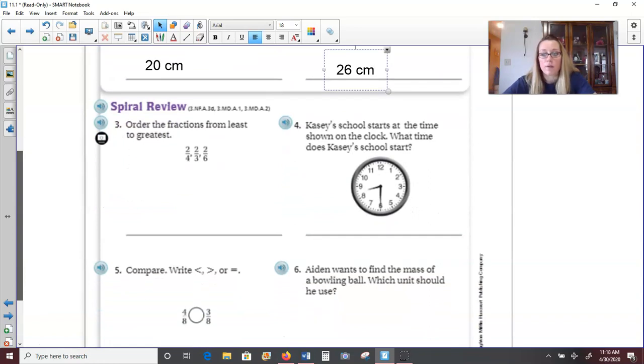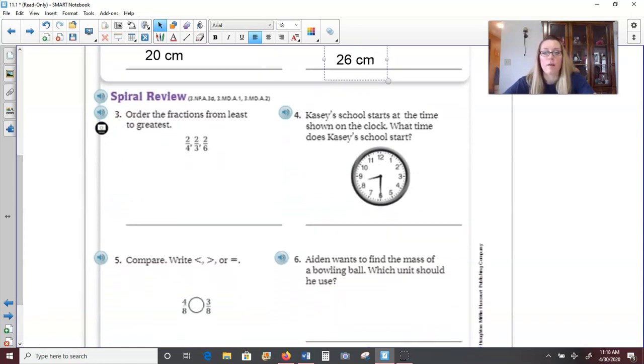Spiral review, order the fractions from least to greatest. Ooh, tricky because we see the top numbers are the same. I see numerators are all 2s. So then we can compare the denominators. Now, remember, boys and girls, typically when we're comparing numbers, big numbers are greater, small numbers are the least. But in this case, with our fractions, the bigger the denominator actually means the smaller the pieces.